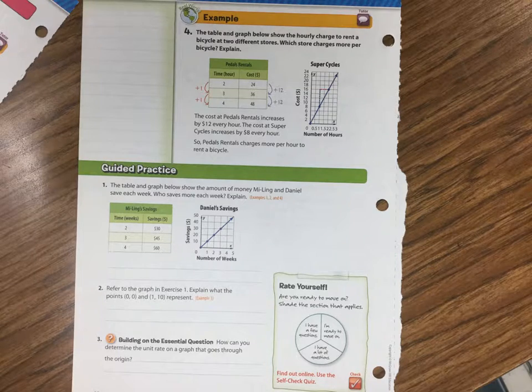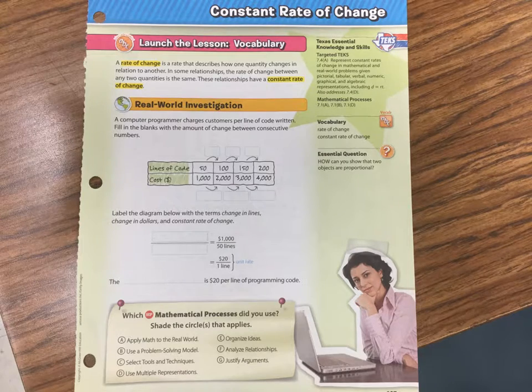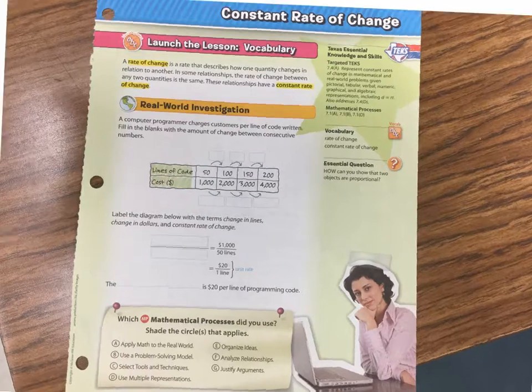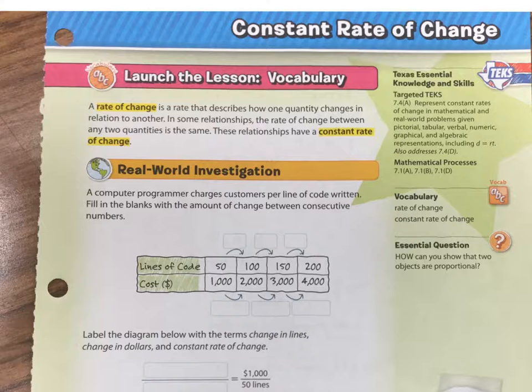Okay, so today we're going to be learning about the constant rate of change. We might have talked about yesterday the definition of constant rate of change. It is the relationship describing how one quantity changes in relation to the other. Yesterday we talked about a computer programmer who charges customers per line of code written. Fill in the blanks with the amount of change between the consecutive numbers.